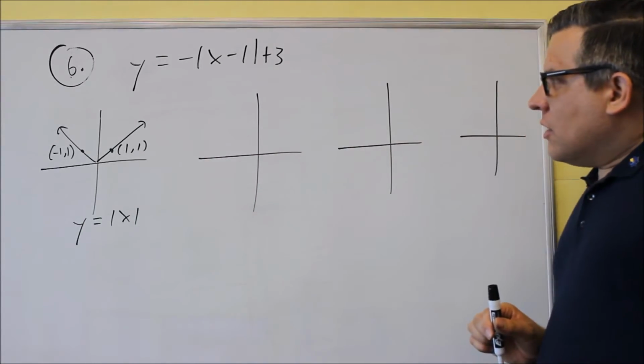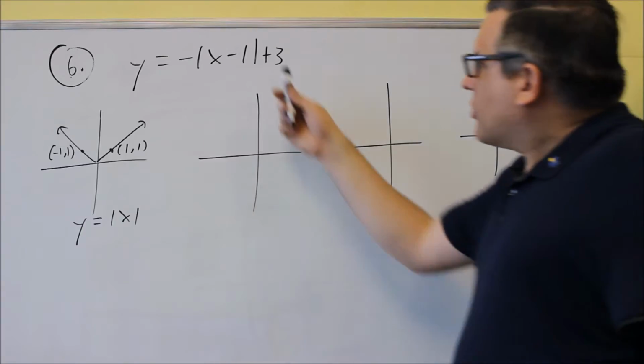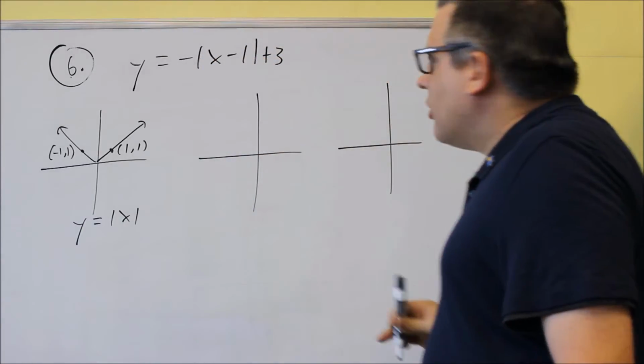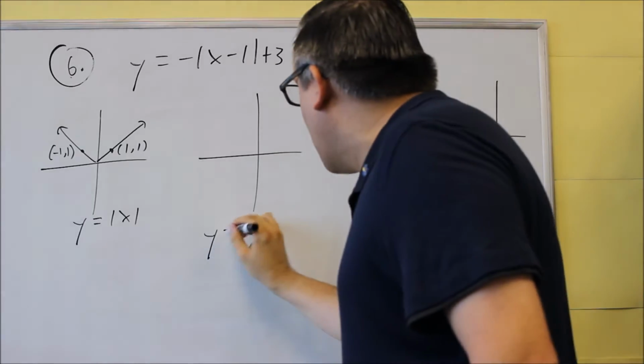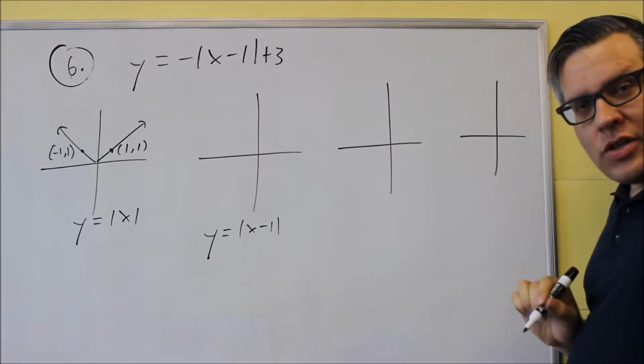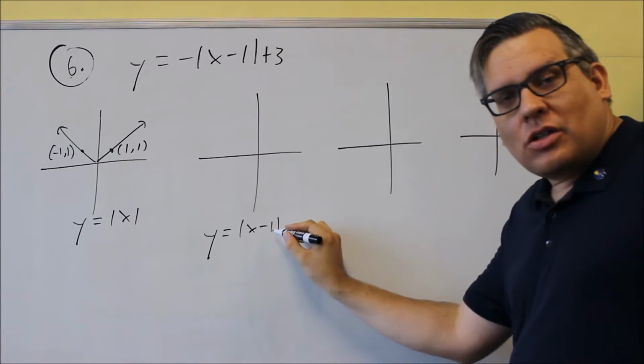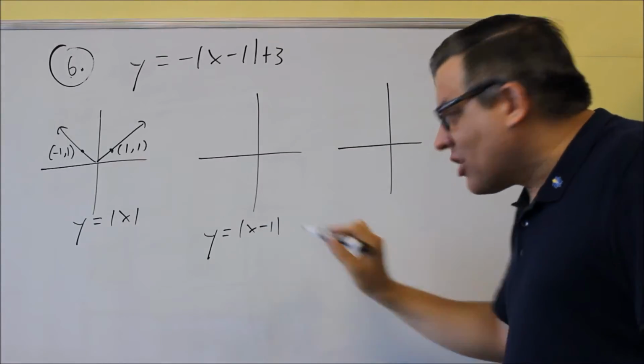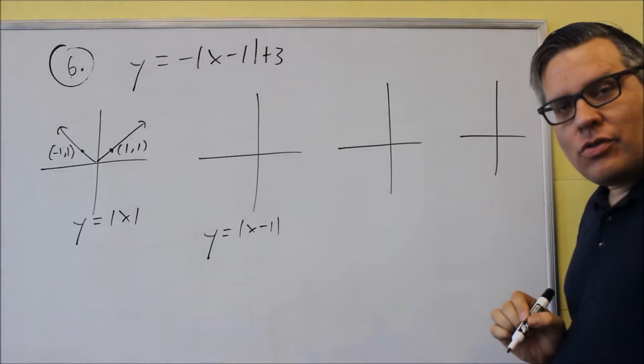Now, next thing we're going to do is we're going to start with the absolute value itself. So I'm just going to do absolute value x minus 1. That's going to move the graph one place over to the right. You're always moving it opposite direction of the sign that you have inside of the function.